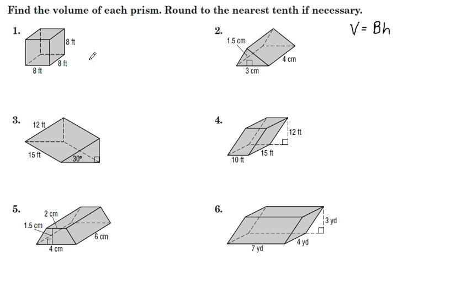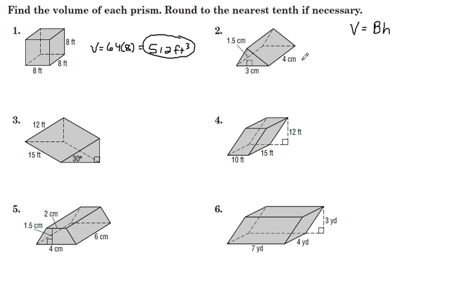So for number one, your base here is an 8 by 8 square, and that is 64, and it's 8 feet high. So it's 64 times 8. And our volume here then is 512 cubic feet. Now also notice it's just a cube. With a cube, you can take length, width, and height, multiply together 8 times 8 times 8. You can still get the same thing.